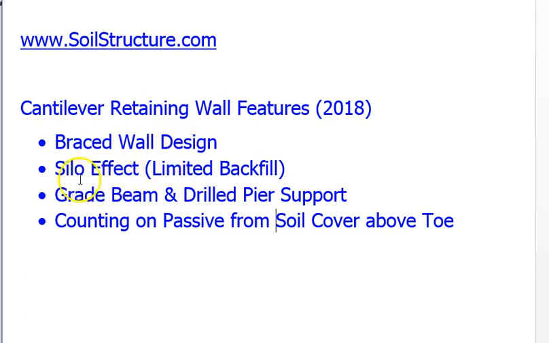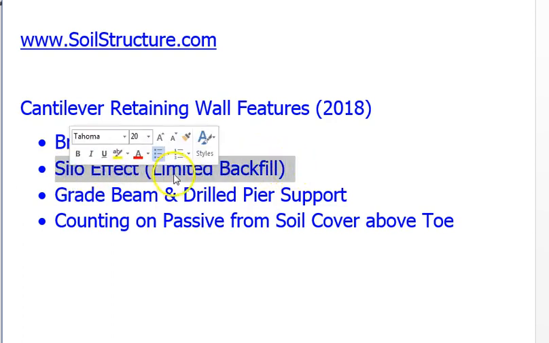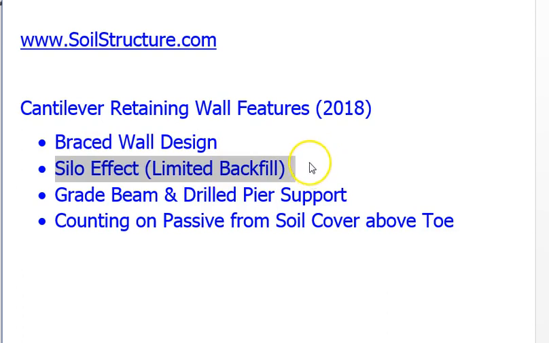The second one is the silo effect, which is when you have a limited backfill. So you may have a rock face or a soldier beam, and you're building a retaining wall or a basement wall in front of it.